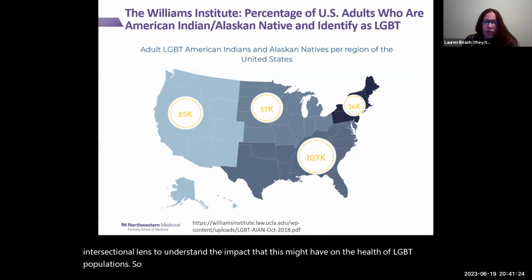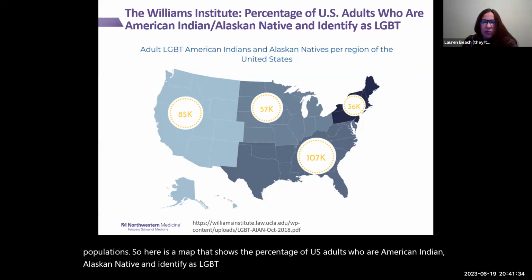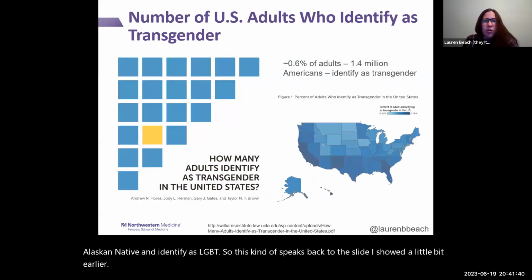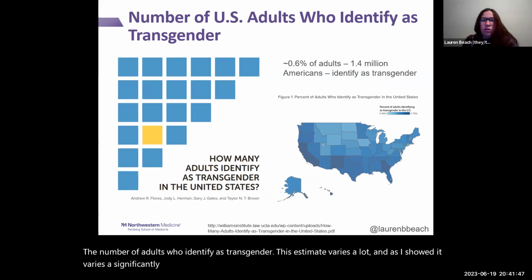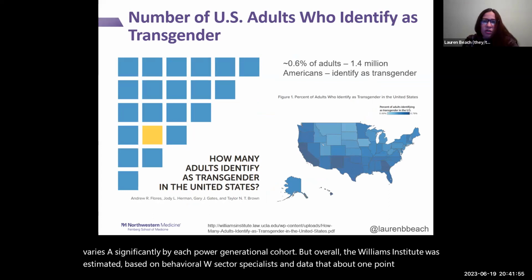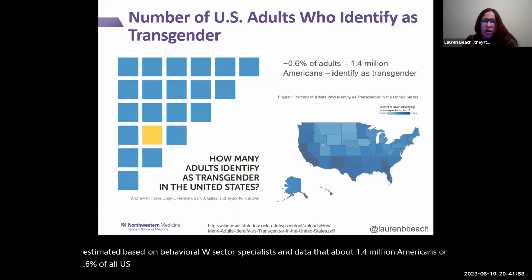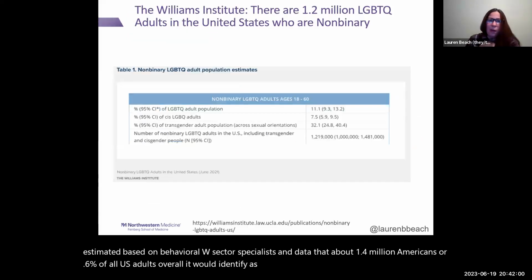So here is a map that shows the percentage of US adults who are American Indian, Alaskan, and Native and identify as LGBT. This speaks back to the slide I showed a little bit earlier. The number of adults who identify as transgender, this estimate varies a lot, and as I showed, it varies significantly by age cohort or generational cohort. But overall, the Williams Institute has estimated, based on Behavioral Risk Factor Surveillance System data, that about 1.4 million Americans, or 0.6% of all US adults, would identify as transgender.